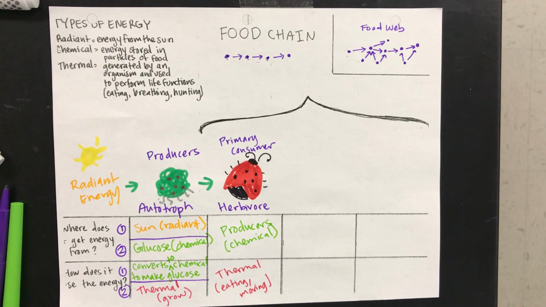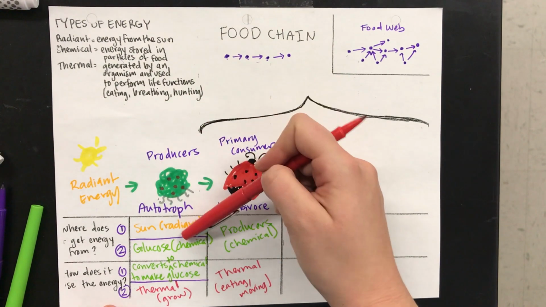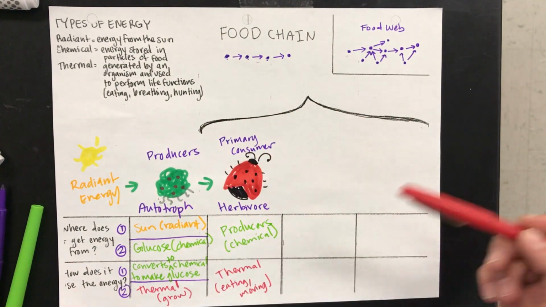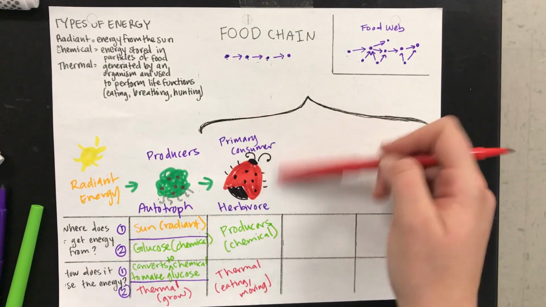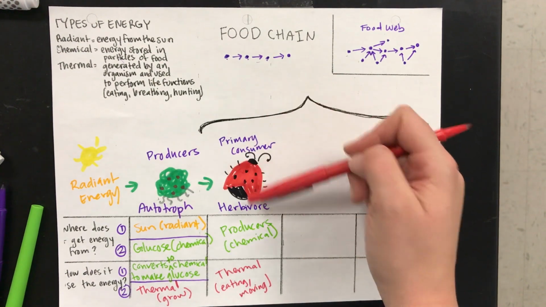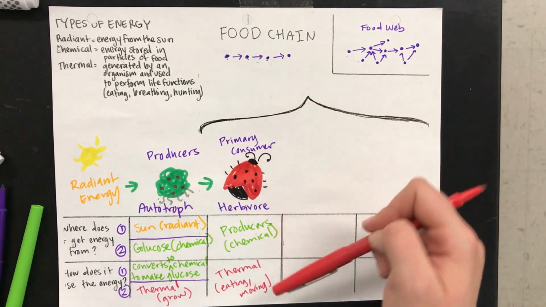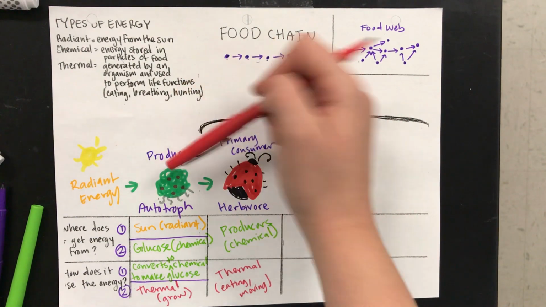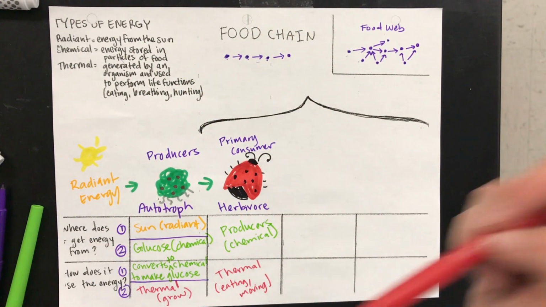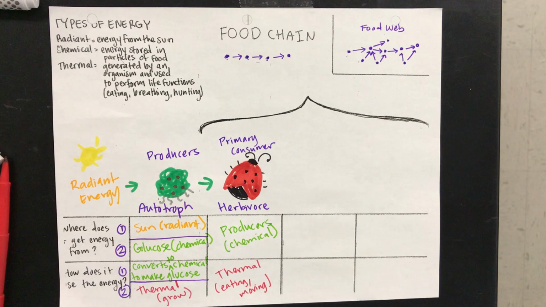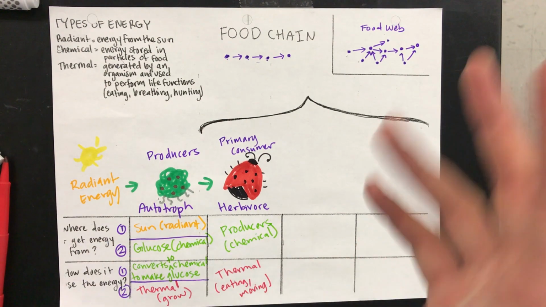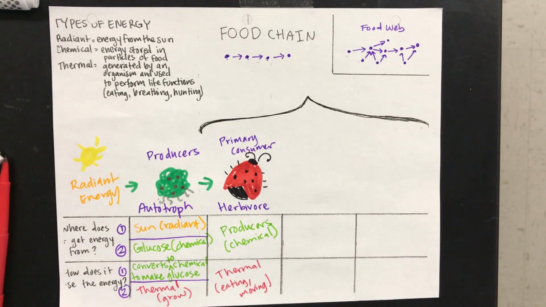So while our producers went from radiant to chemical and then chemical to thermal, this primary consumer is not an autotroph, so it's just going to take that chemical energy and convert it to thermal. It doesn't have that extra radiant to chemical step. It's just chemical to thermal. After we've got our ladybug doing its ladybug things, we're going to have another consumer eat that ladybug.